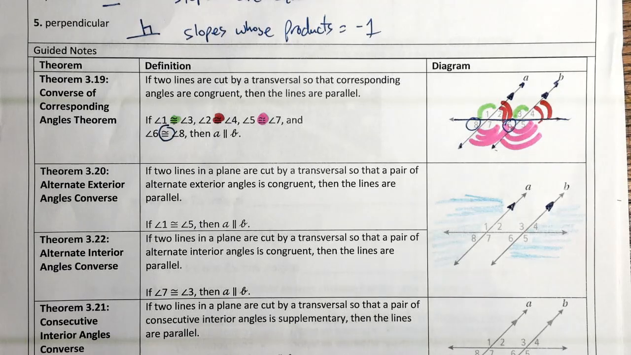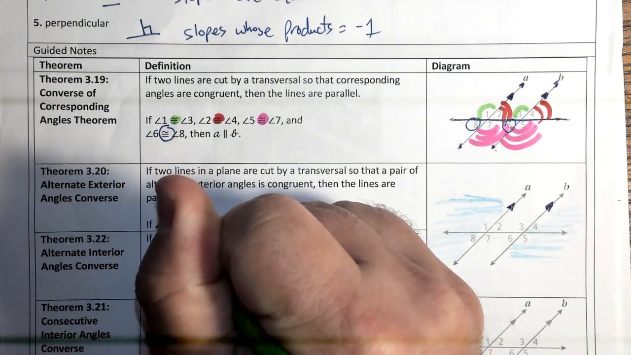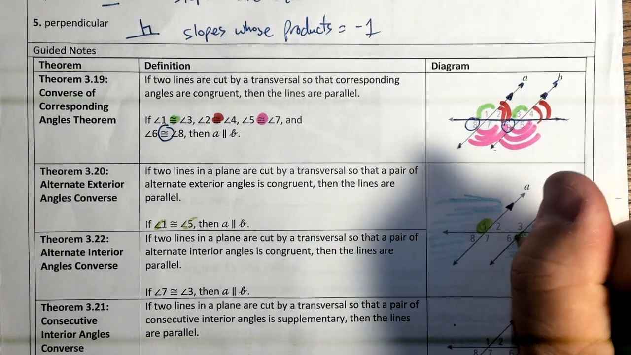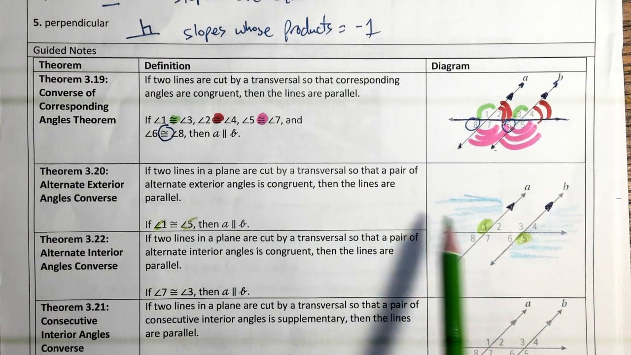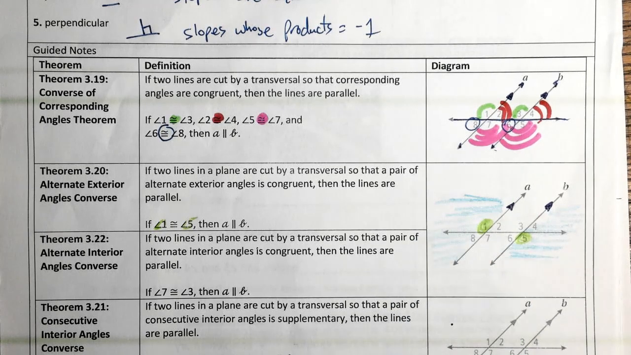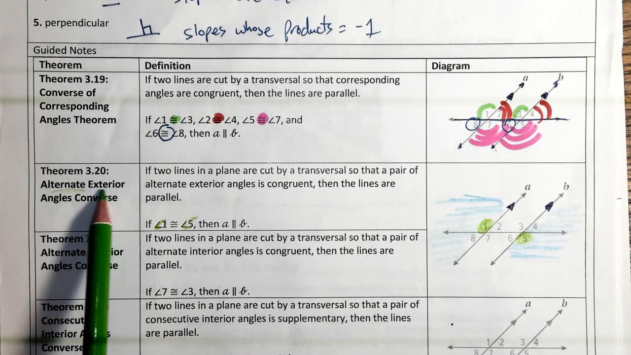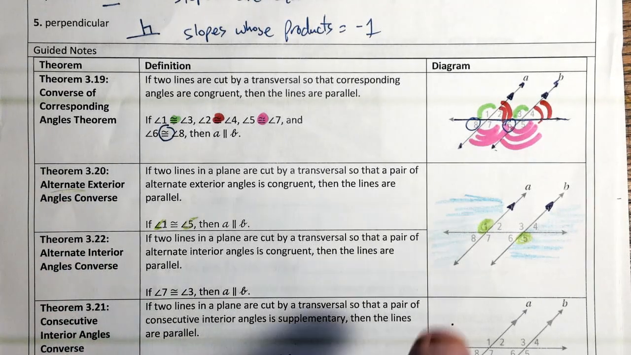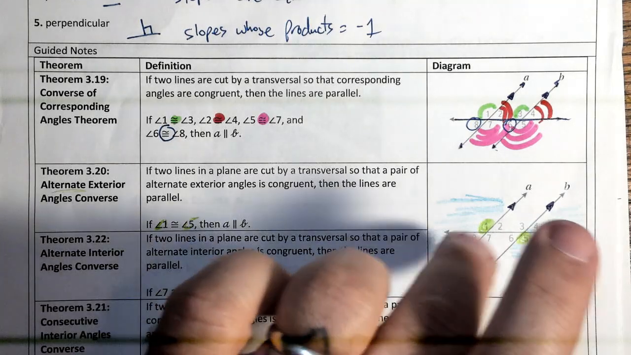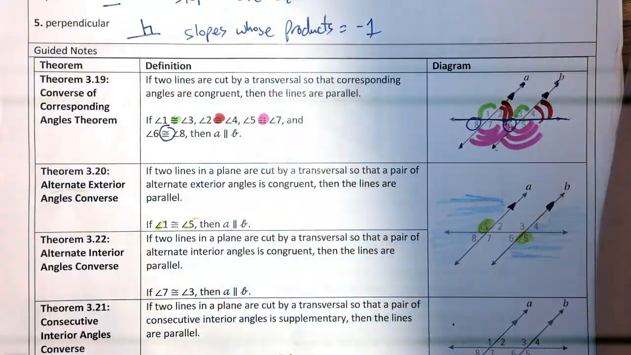Let's see. And so we've got 1 and 5. So 1, I'm just going to make it green, and 5. Notice both of these angles are on the outside of the parallel lines. The 1 is at the top, the 5 is at the bottom, so they're alternate. So the alternate exterior converse says if these two angles are congruent, these two lines are parallel. Or if these two lines are parallel, those two angles are congruent. Move up a little here.